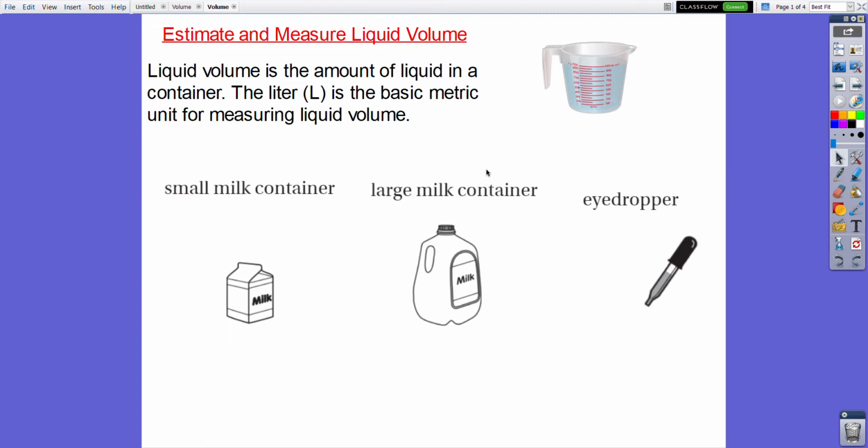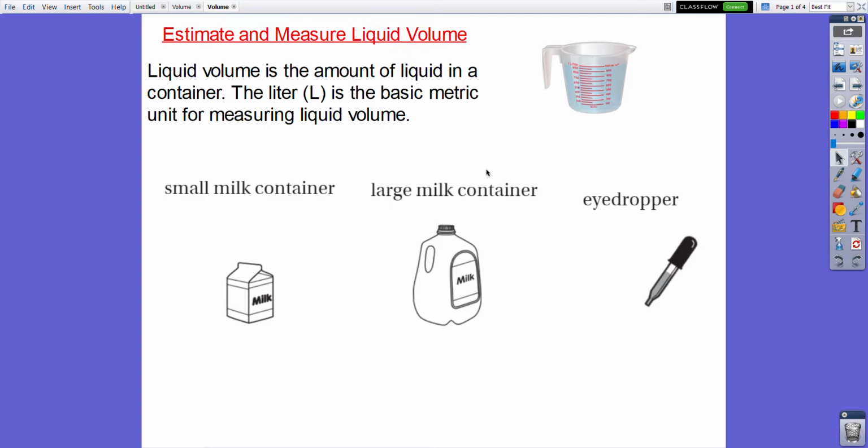What does liquid volume mean? As you can see here, liquid volume is the amount of liquid in a container. Now, we want to understand how we can measure the size of liquid in a container. How much liquid does each container have? If I pick any container and fill it with water or any liquid like juice, and I want to see how much liquid I have in this container, that's what volume means. How much liquid this container is holding.